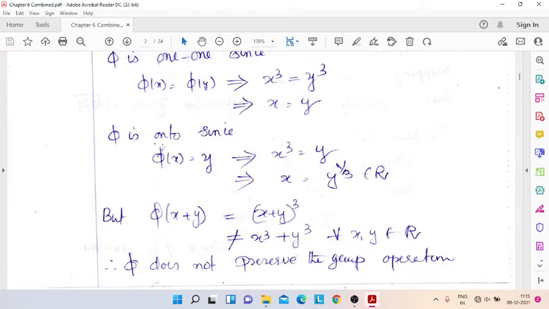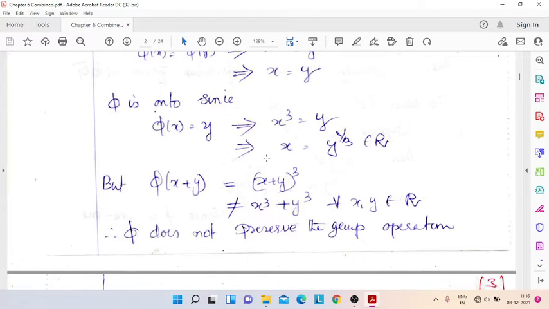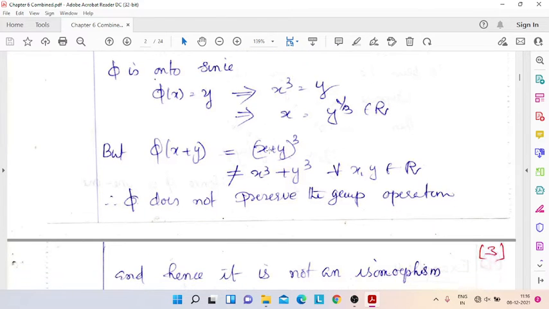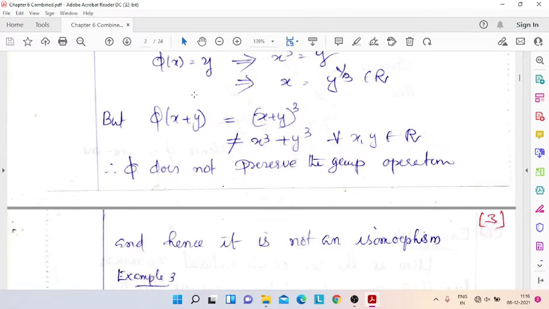But phi is also onto, because phi of x equal to y. When phi of x equal to y, then x cube equal to y. Therefore, x equal to y raised to 1 by 3. Y raised to 1 by 3 is an element of R. Thus, there exists an element x in R satisfying the condition phi x equal to y.